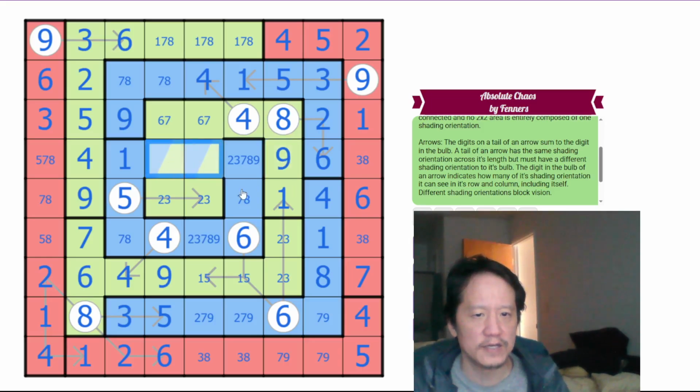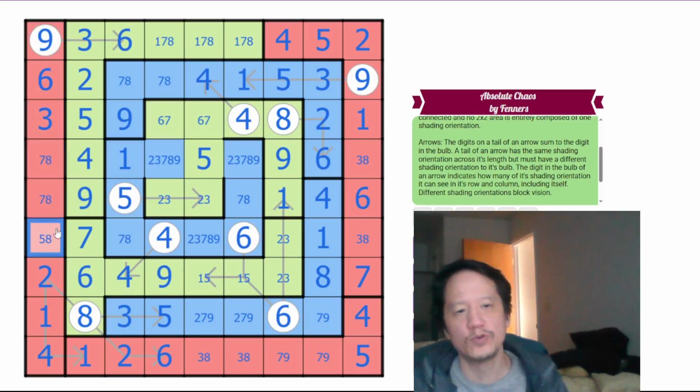That leaves one of these as a 5. So the 5 has to be here, which makes this a green, which makes this not a green, so this is blue, which means this is 2, 3, 7, 8, and 9 here. This 5 means this can't be 5. We have a 7, 8, 7, 8 pair now in column 1, which eliminates 7 and 8 in the rest of the column. So this is 5.